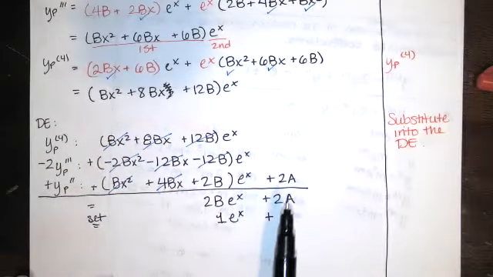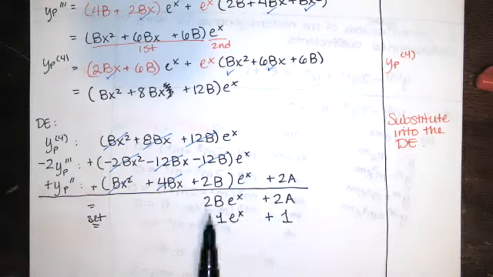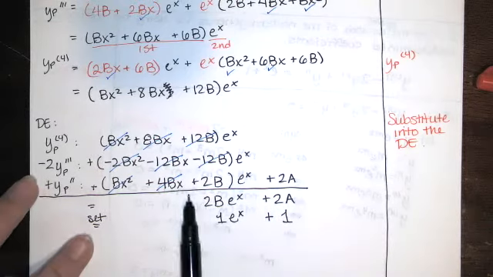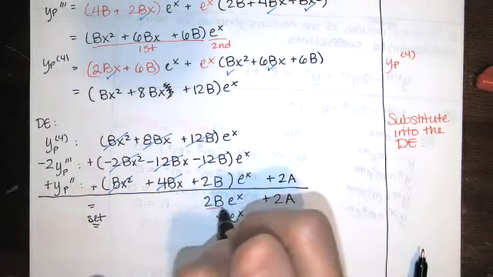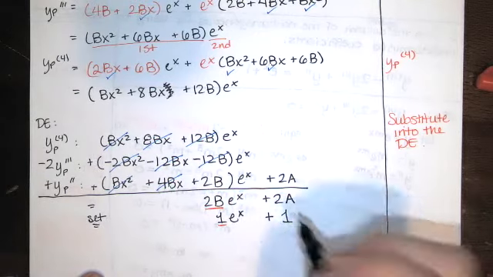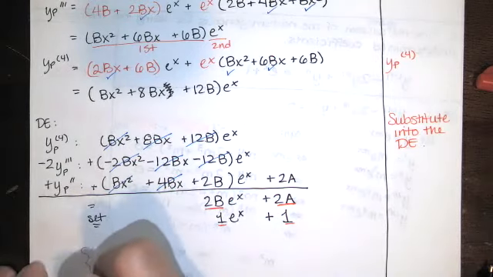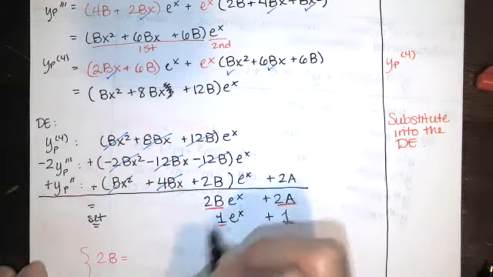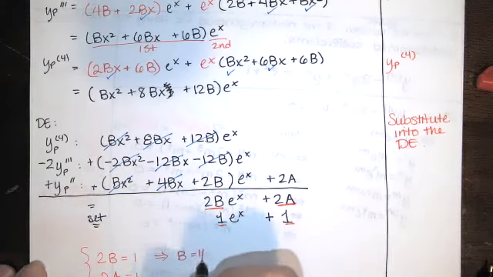Now, 1 and e to the x are linearly independent functions. So that means that the only way this left-hand side can equal this right-hand side is if the coefficient of e to the x on one side is equal to the coefficient of e to the x on the other, and if the constant term on one side is equal to the constant term on the other. So we have two equations and two unknowns, 2b equals 1 and 2a equals 1. And it's easy enough to solve for a and b. Turns out a and b are both 1/2.